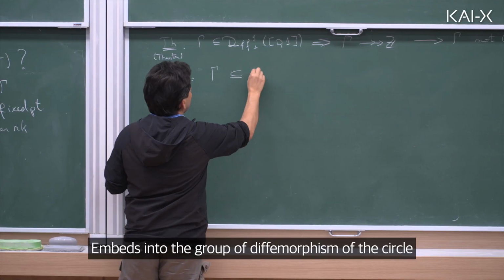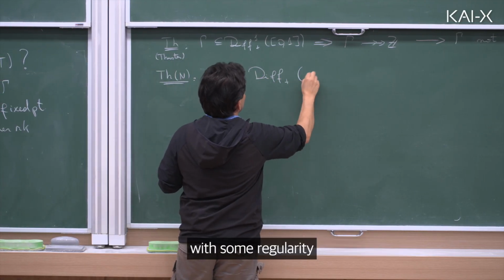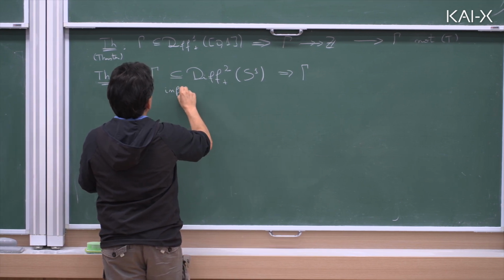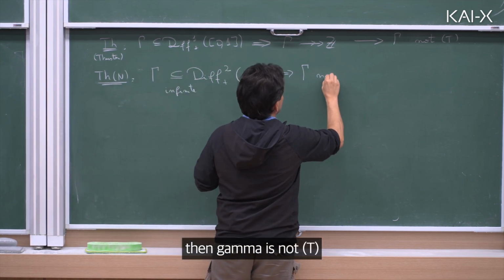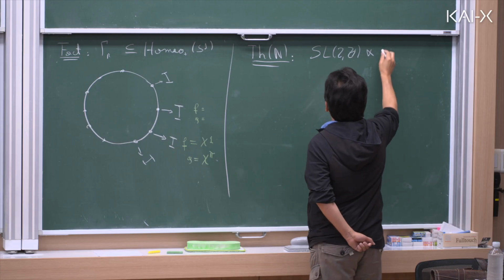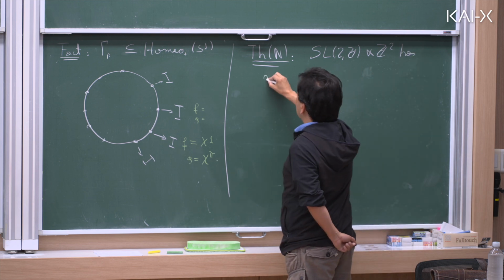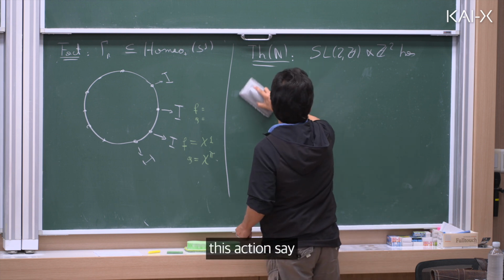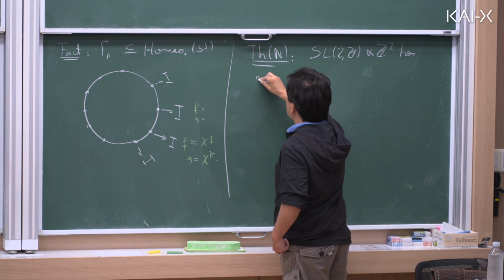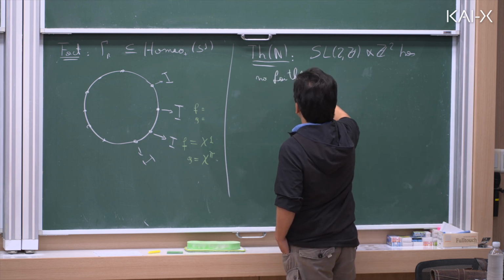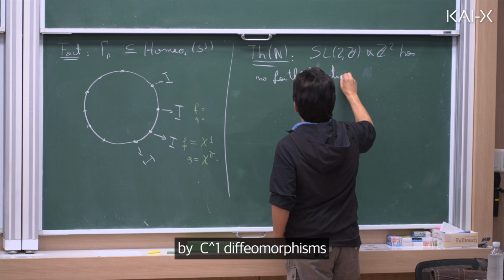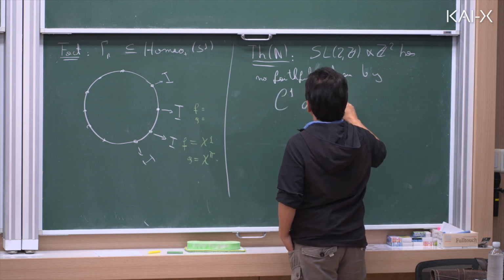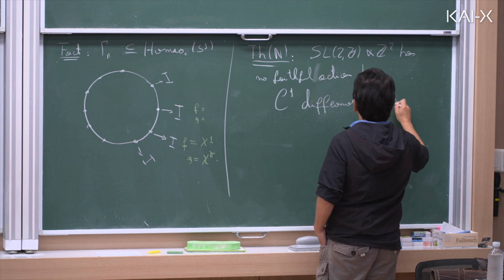Okay? If gamma embeds into the group of diffeomorphisms of the circle with some regularity, say C2, and is infinite, then gamma is not T. Or, no non-trivial, of course, no, this action, say, has no faithful action by C1 diffeomorphisms.